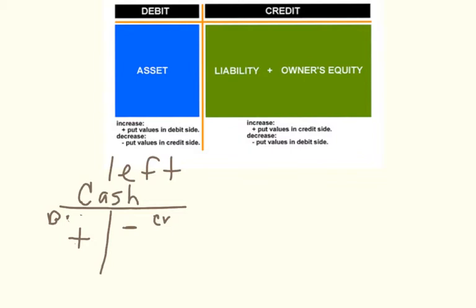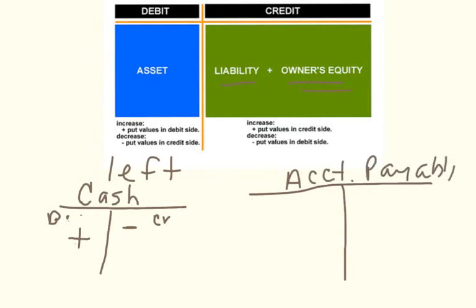Now let's turn over and look at the liability, and owner's equity is on the right side. Very good. So if you're looking at an accounts payable liability account, to increase that, because this is on the right side of the accounting equation, the increase is on the credit side. To decrease it would be on the debit side. Don't worry, we're going to practice.